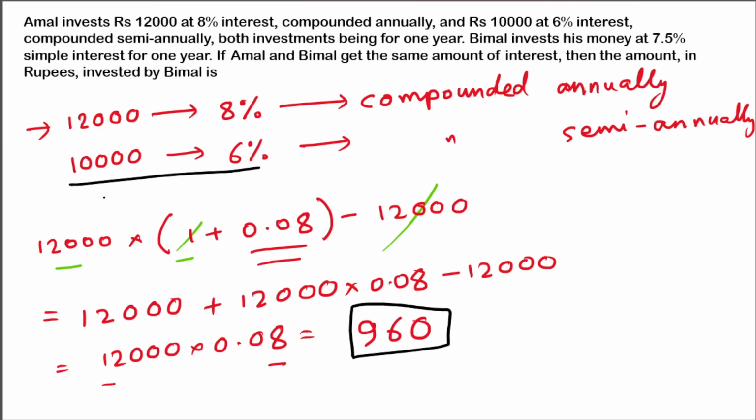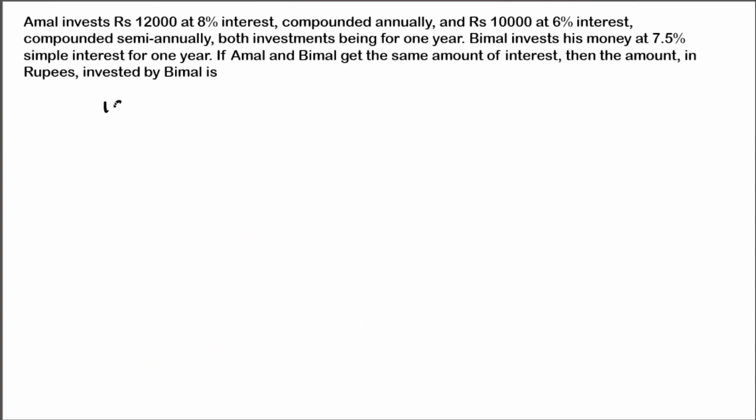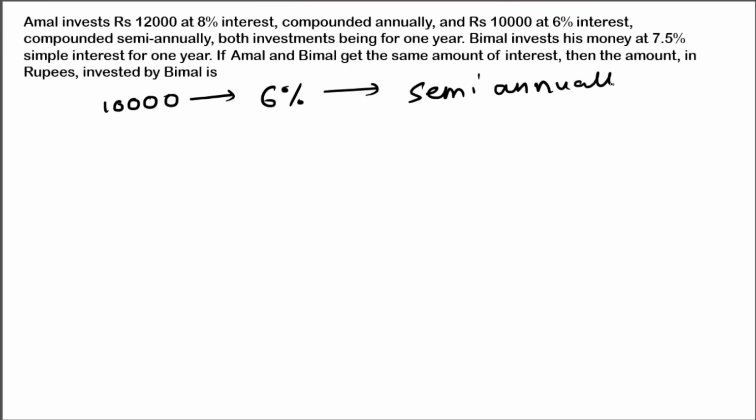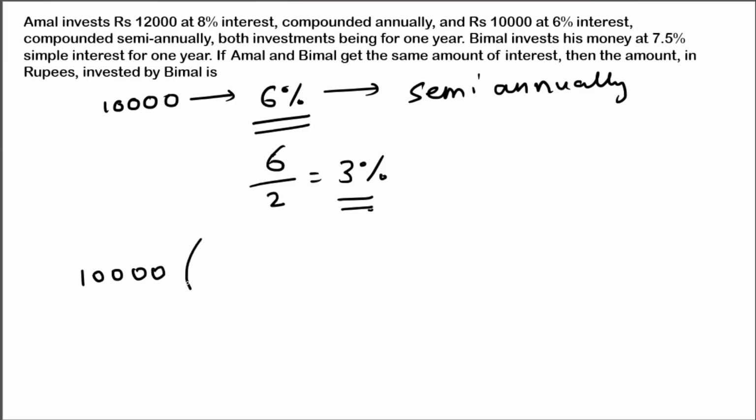Now the second part. This is a more interesting one. Let us write it again. This is 10,000 at 6%, compounded semi-annually. Now what does it mean? At the end of the year he will get an interest of 6%, but at half of the year he will get an interest of 6 by 2, that is 3%. So at the middle of the year, his principal plus interest will be 1 plus 0.03, right?